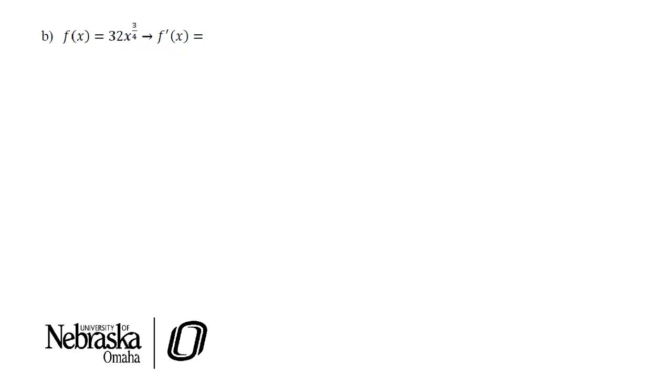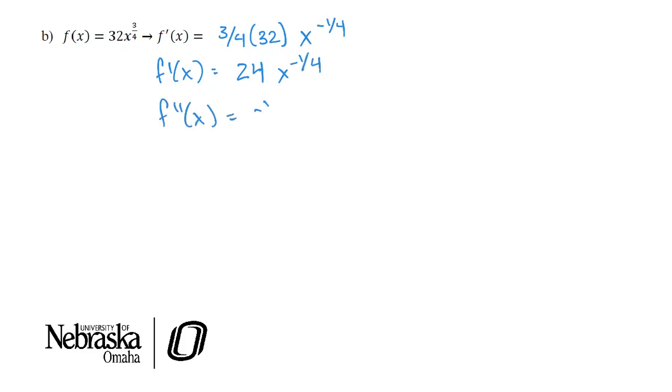Our original function is 32x to the 3/4. So our derivative, we would multiply 3/4 out front and subtract 1 from the exponent, getting negative 1/4. So if we simplify that, 3/4 times 32 is 24. So we have 24x to the negative 1/4. And then we want the second derivative as well. So we multiply negative 1/4 out front and minus 1 from the exponent. We would get negative 5/4.